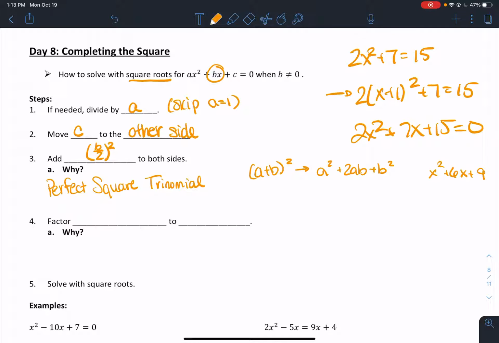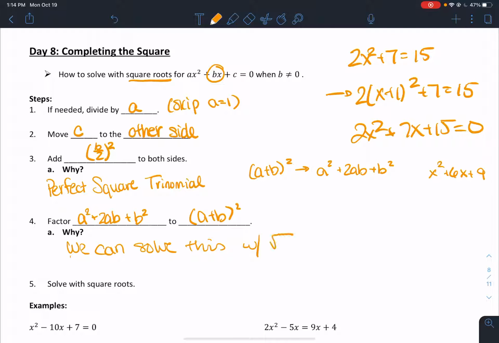So in this case, 6 over 2 is 3, and squaring that is 9. Then we're going to factor. We're going to have a squared plus 2ab plus b squared, and we're going to factor it to (a plus b) squared. Why? Because we can solve this with square roots, which we'll then do. All right, let's try this a couple of times.